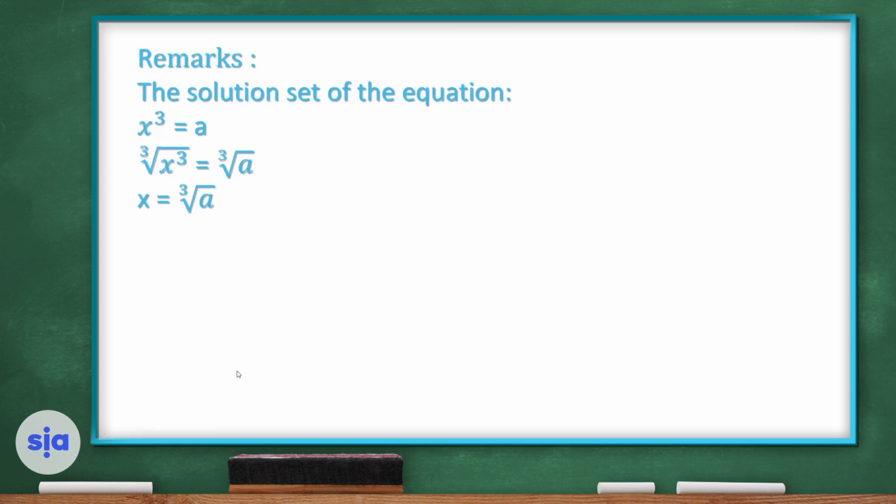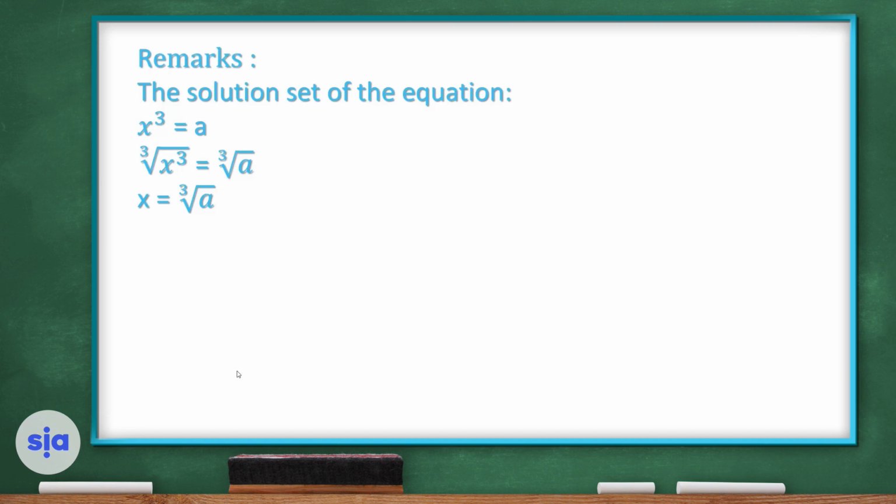Another remark we have, the solution set of the equation. If we have x cubed equals a, then for you to find the value of x, you need to make a cubic root in both sides of the equation. So to remove a power of 3, you need to make a cubic root. To remove a cubic root, you need to make a power of 3. So remember this very well.